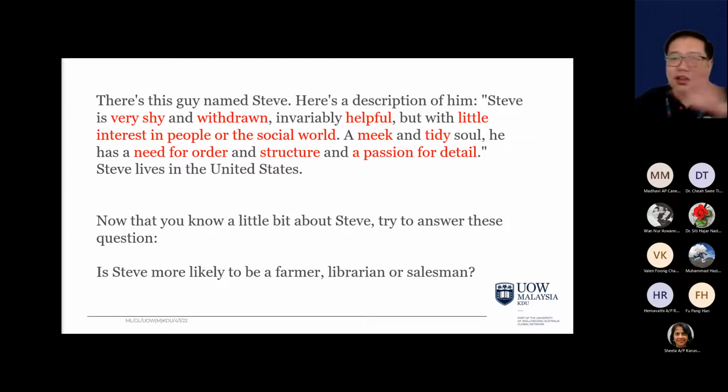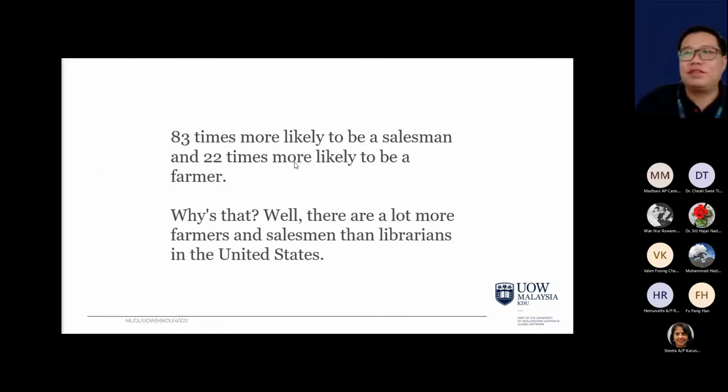Okay. So now, basically, this is just a statement. Read over there are certain keywords on this person's character. Now, let's see the answer itself. Steve is 83 times more likely to be a salesman and 22 times more likely to be a farmer. So most of you are wrong. All right, all of you are wrong. Now, why is that? Why is he 83 times more likely to be a salesman and 22 times more likely to be a farmer?